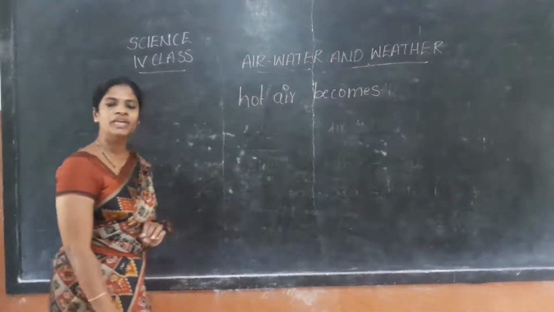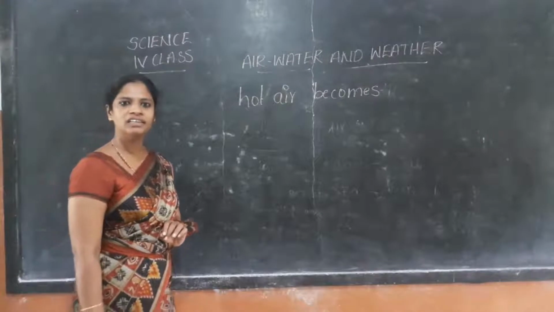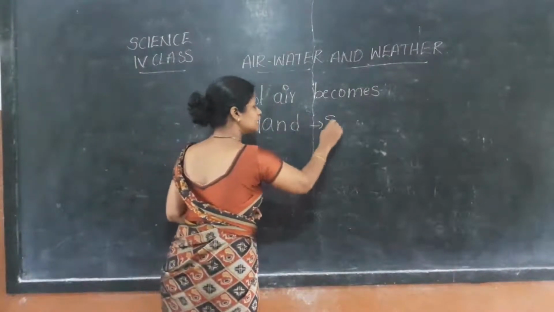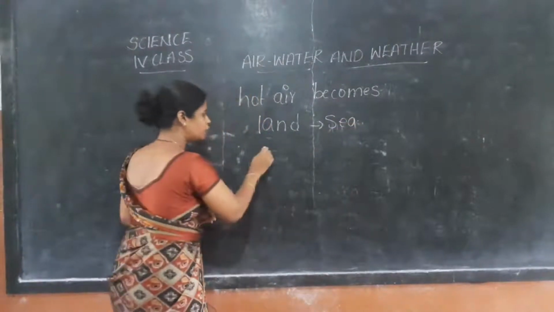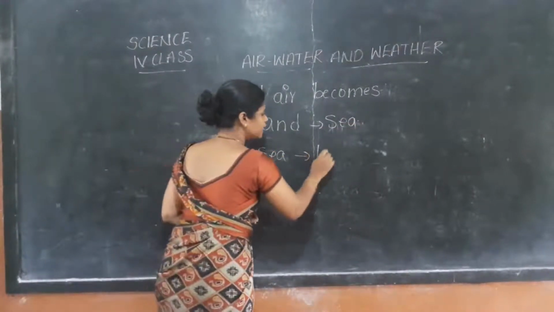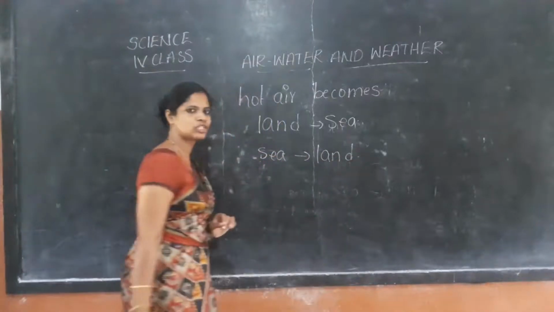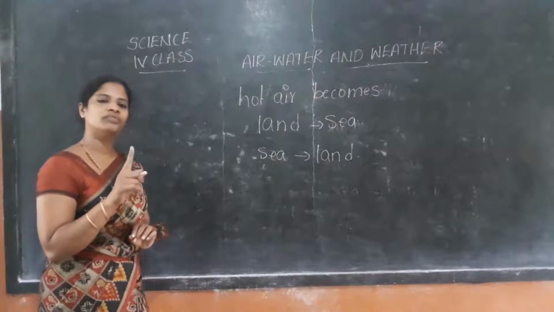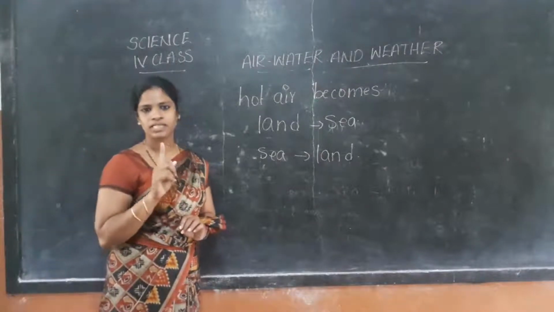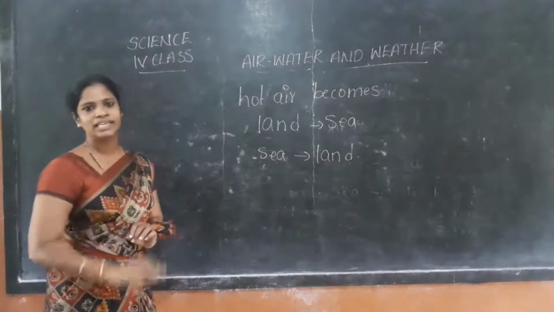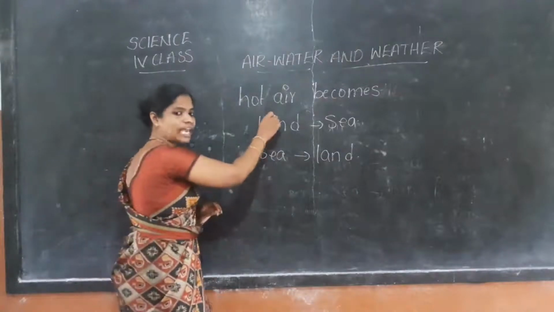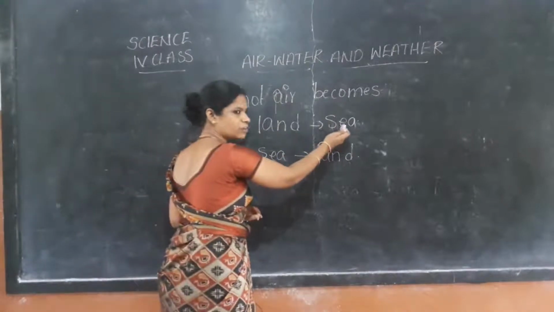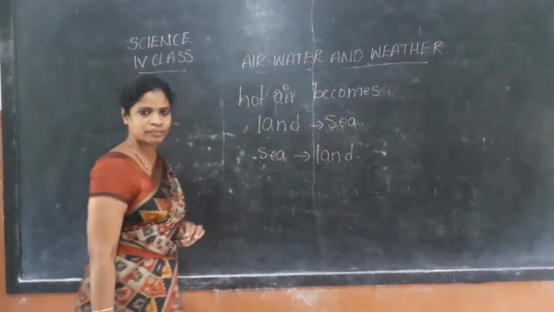Okay students, we learned that the air moves from land to sea and from sea to land. This we have already learnt in our previous topic. During noon time, the surface of the land heats up faster. The air also gets heated. Hot air becomes lighter and rises away. Then the cold air from the sea comes and occupies that place.